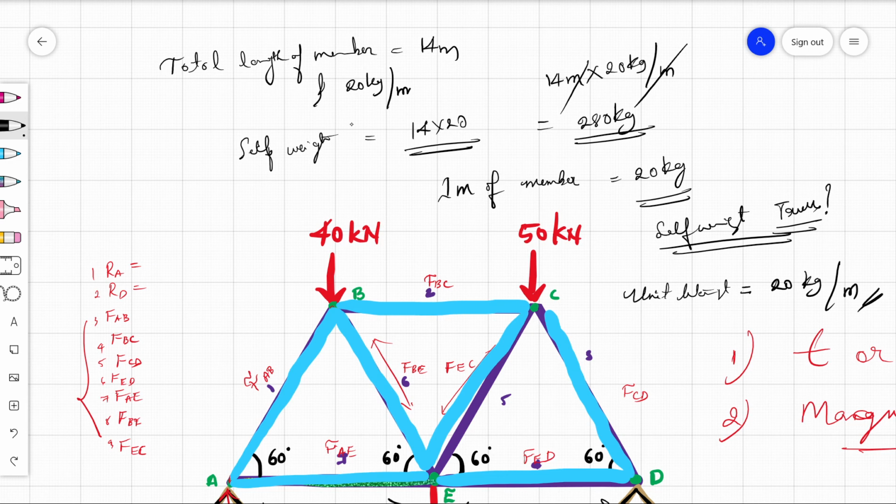And if they're asking about the self weight, it is always given in terms of dimensions. Just make sure that the dimensions are in the volume term or per meter term. They'll give you all the dimensions of the bars and tell you to find the length. You have to calculate the length by yourself manually and multiply with the unit weight, or else they will give you per meter this much will be the weight.